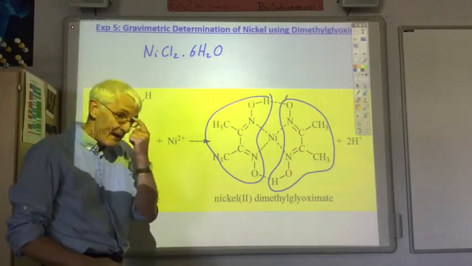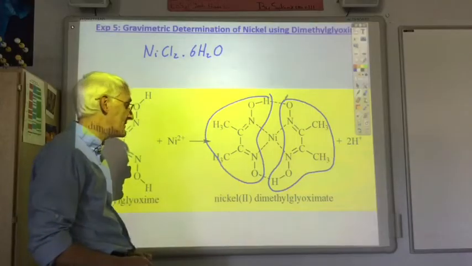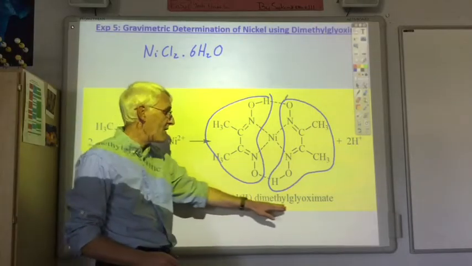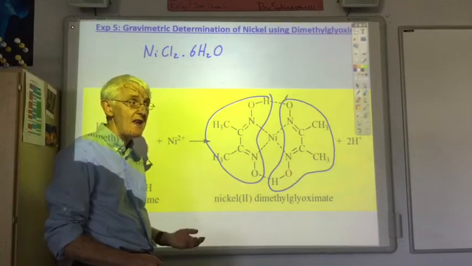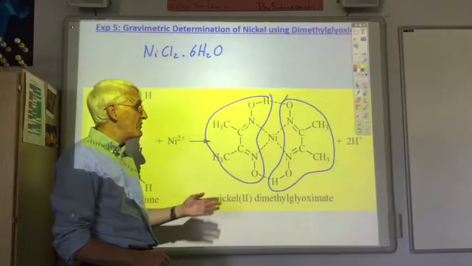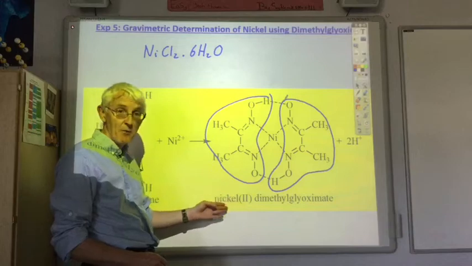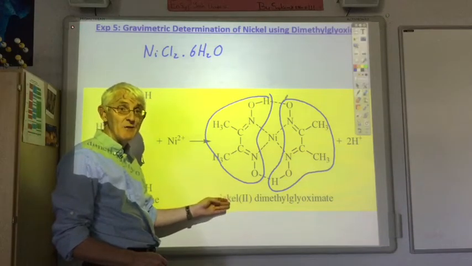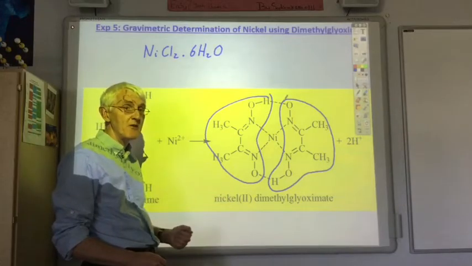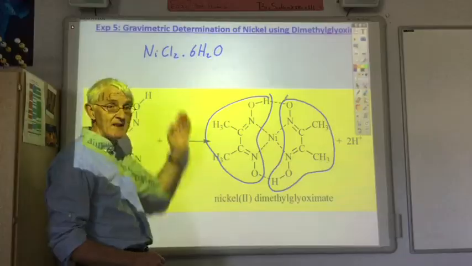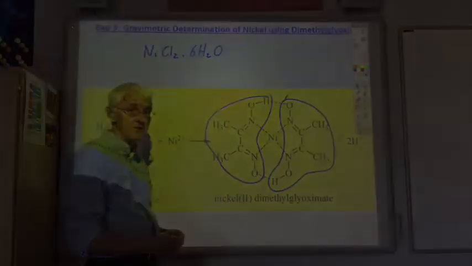Now, the important thing about this complex in this experiment is that it's insoluble in aqueous environments. So the nickel dimethylglyoximate will form a red precipitate, which you can then filter off, dry, weigh, and then once you know the mass of the complex, you can work out the number of moles of the complex, hence the number of moles of nickel, and hence the mass of nickel that you started off with. You will then compare your experimental result with the theoretical value you would expect, and then you need to try and account for any differences between the two sets of results.